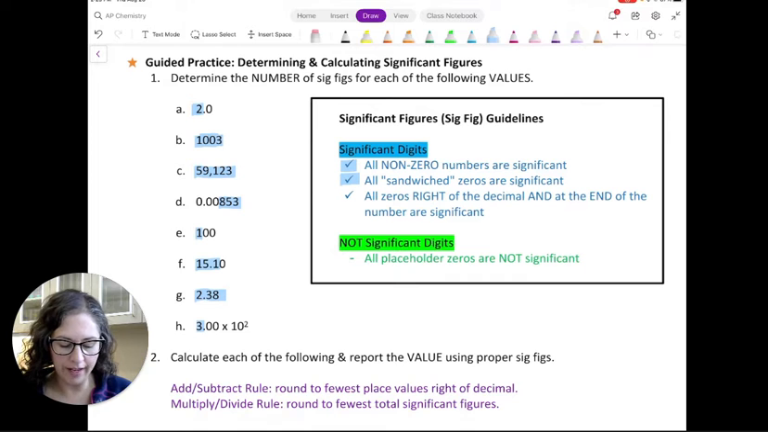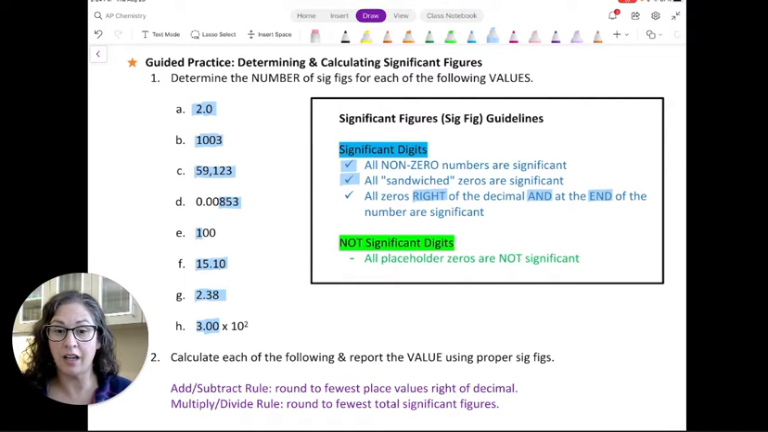And then for the last one, all zeros that are going to be right of the decimal and at the end of the number. Okay, it has to be both. Those are significant. And so they're telling us the precision of our instrumentation. And so this one here in A is right of the decimal and at the end of the number, so it's going to be significant. And then in F, it will be that way. That 0 is, and then also H, that 0.00, those are significant digits.